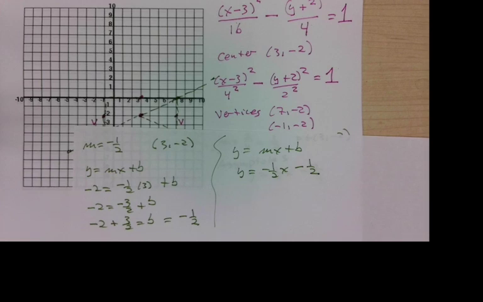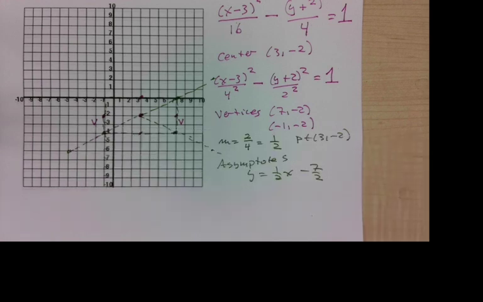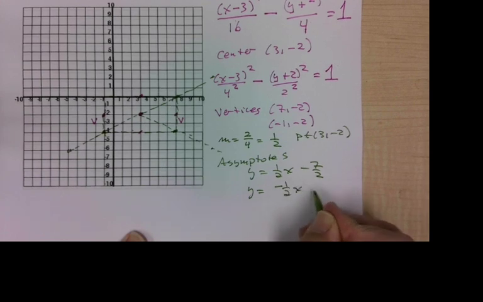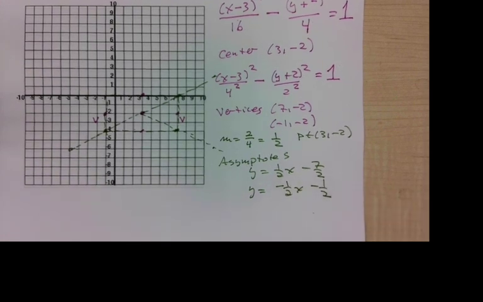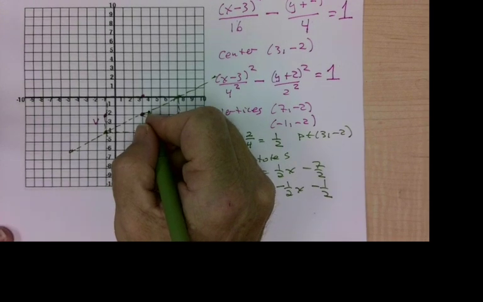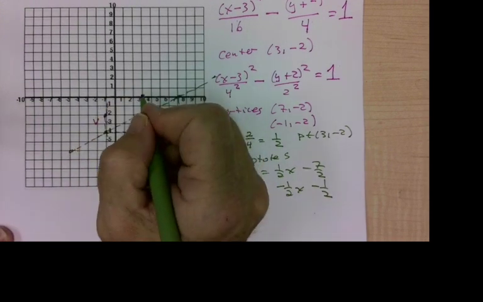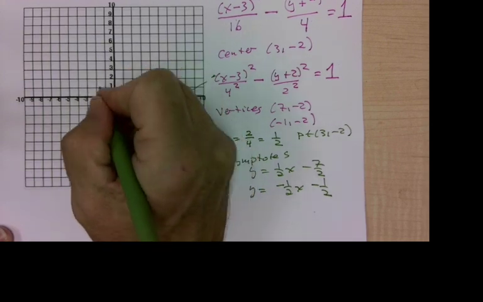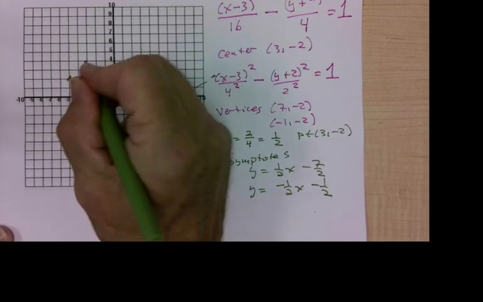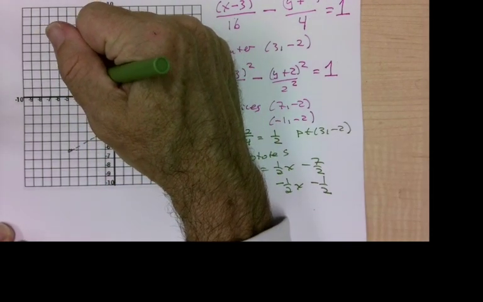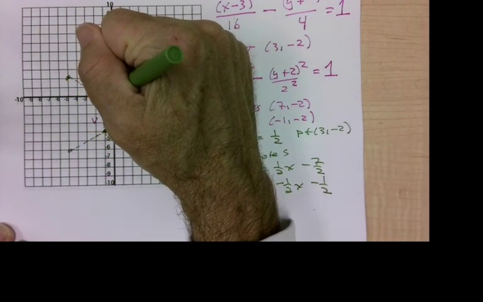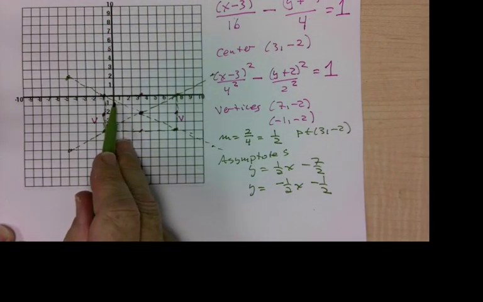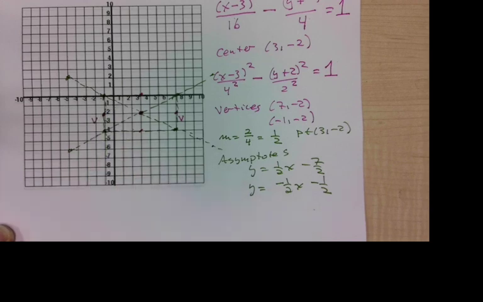So we're going to draw that in and see if we believe that. So the second asymptote, y equals negative 1/2 x minus 1/2. So again, we can see from this point up 2 over 4, up 2 over 4. So we draw that in. Can we believe that the y-intercept is negative 1/2? Absolutely. That looks like that's where it is.